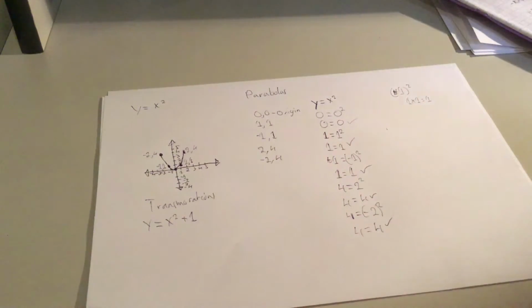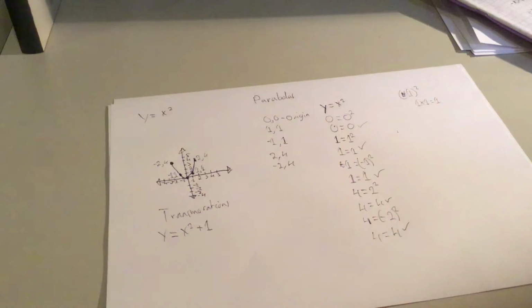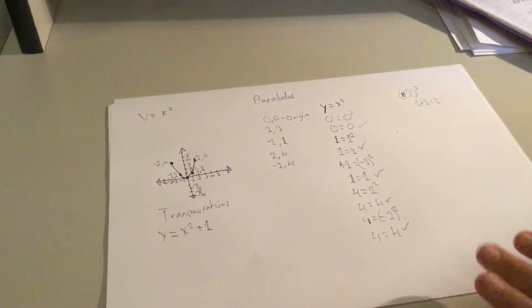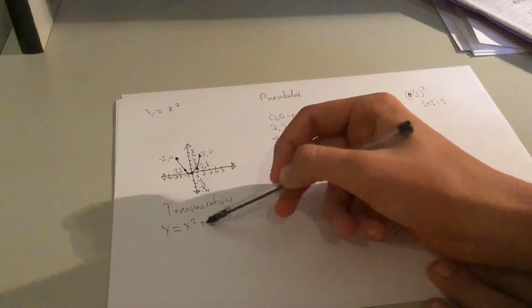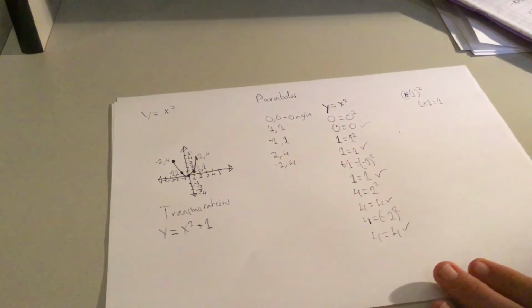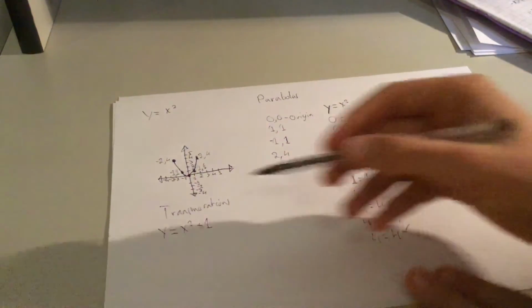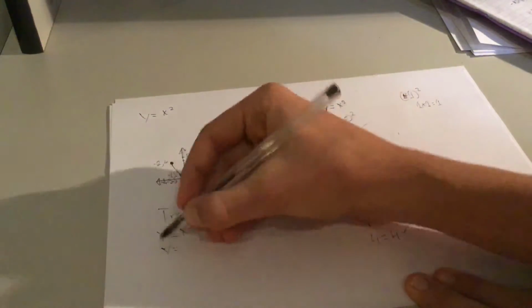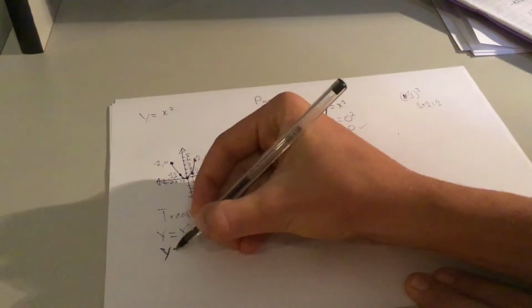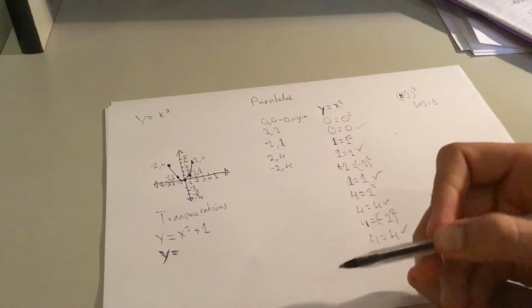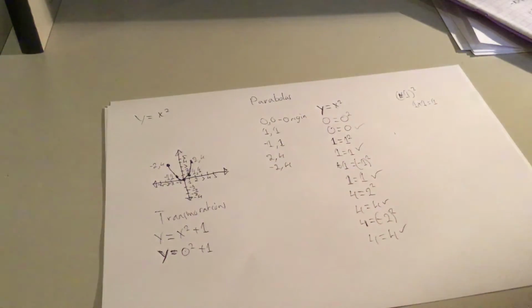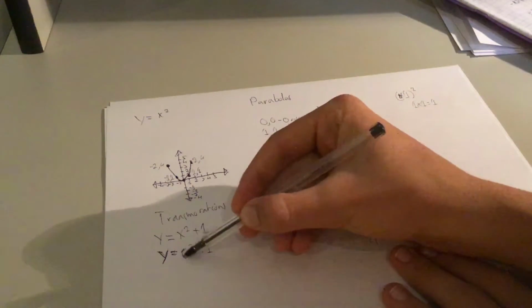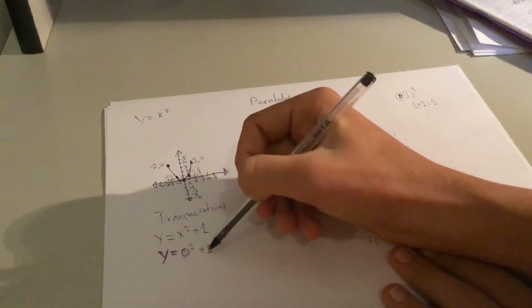Some of you may be able to see how that would affect our coordinates. So what we're saying here is the y coordinate is now equal to the x coordinate squared plus 1. Let's take a basic x coordinate first. So let's take the x coordinate 0. So y equals 0 squared plus 1. If our x-coordinate is 0, then our y-coordinate is equal to 0 squared plus 1.